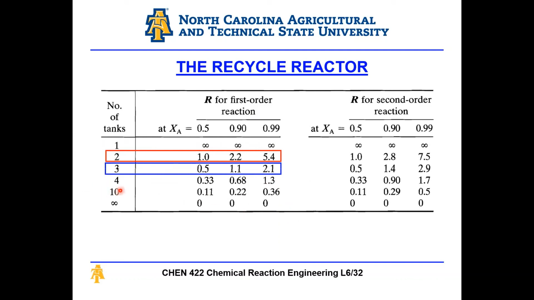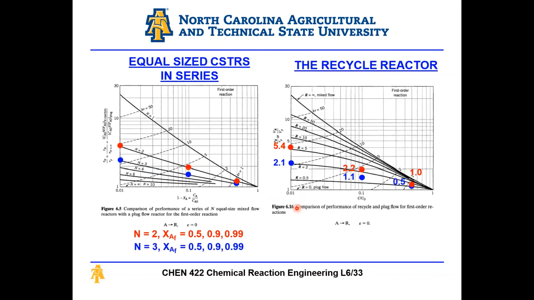If I have 10 CSTRs, they're equivalent to the performance of 1 PFR with a recycle ratio of 0.11, or 10 CSTRs in series is equivalent to the performance of 1 PFR with a recycle ratio of 0.22 to achieve these conversions, of course, etc. This is just to show you in a table what's shown in the previous figure. Let's move on. These are just examples. You can read them in your own time, but we've already discussed these conclusions.